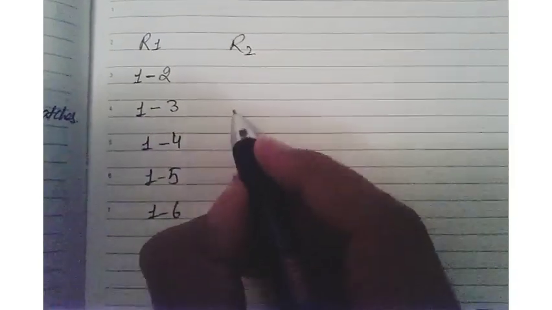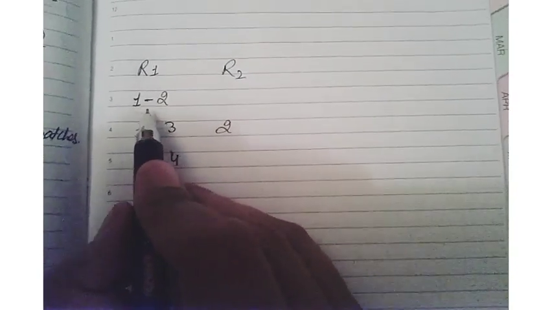As you can see in round 1, team number 1 will compete against all the teams participating in this tournament. The first match is between team number 1 and 2, then 1 and 3, then 1 and 4, 1 and 5, 1 and 6, and 1 and 7, right? In round number 1, team number 1 competes against all the teams participating in this tournament.